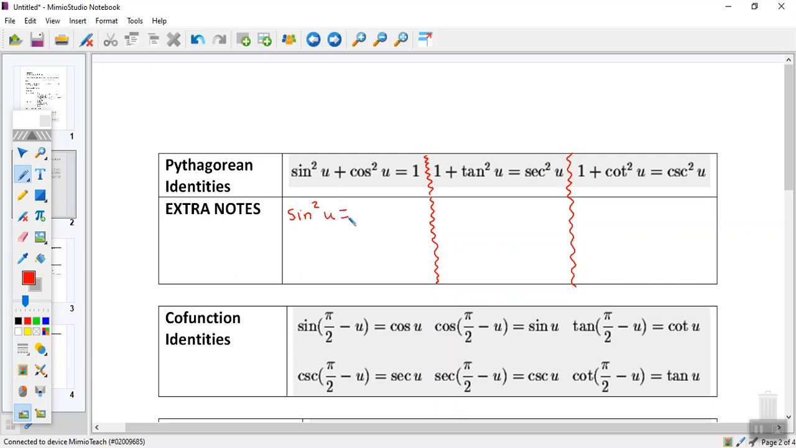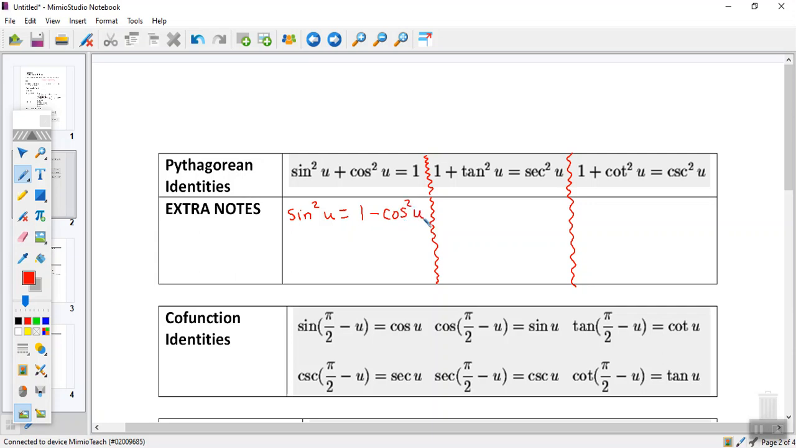Over cosine. If I wanted to get sine squared alone right here, what would I have to subtract from this side? Subtract cosine squared from both sides, right? Just because this identity is like this, if you don't see something exactly like this, that doesn't mean you can't use it, because if I manipulate it a little bit, I could say if I want sine squared to be alone here, that could equal 1 minus cosine squared.